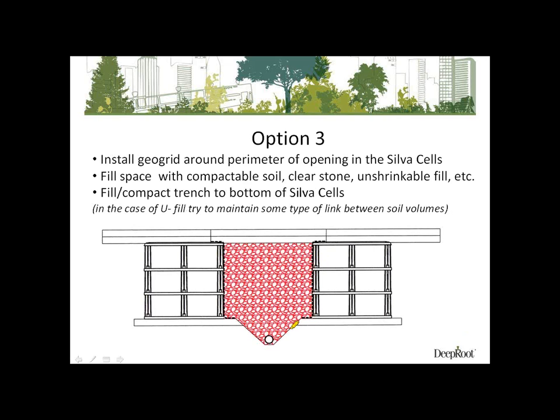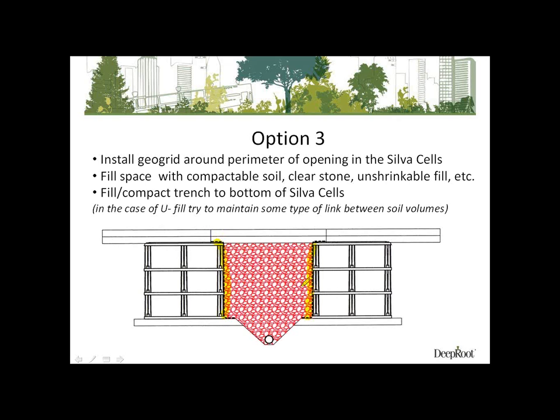Option 3 would be similar to the aggregate gap detail. Again, establish your foundation down to the bottom of the Silva Cells. You run geogrid in on the sides to contain whatever material you're using to fill in here. At that point, you can fill this with clear stone, which would be a good option. You can fill it with compactable soil, but with that, you're going to have to compact it to make sure you can support the pavement above.